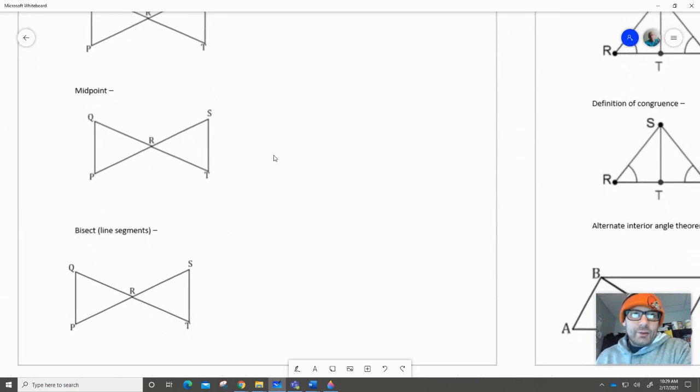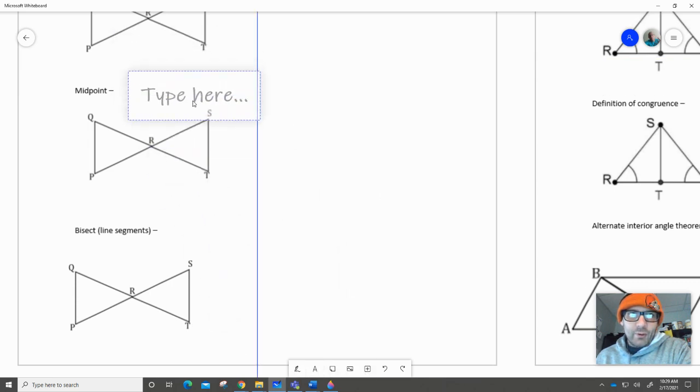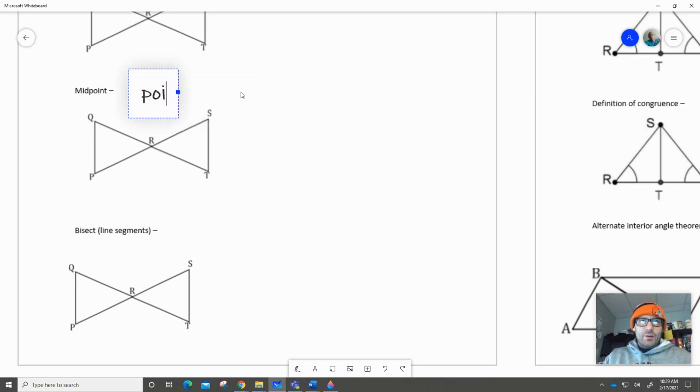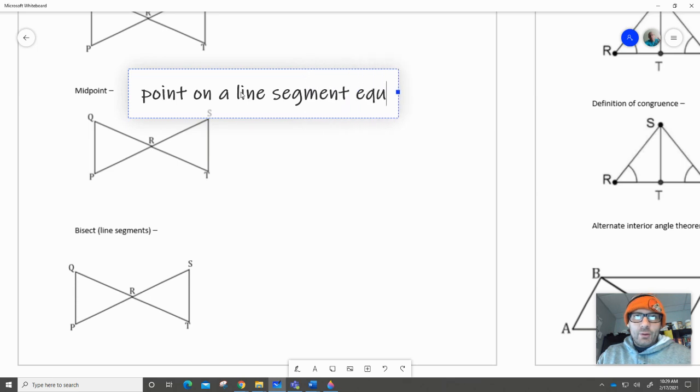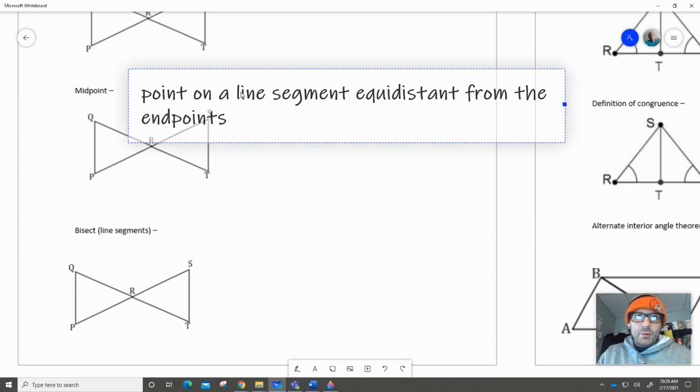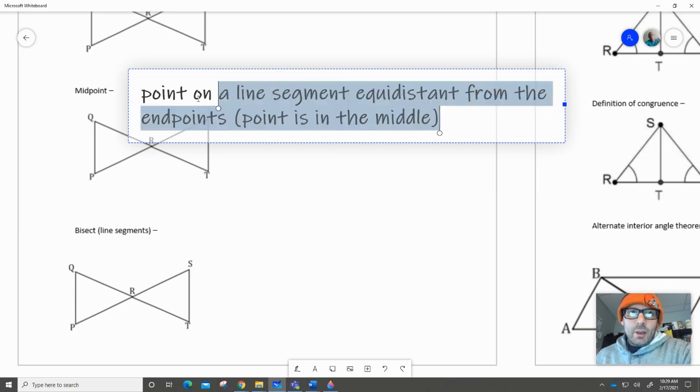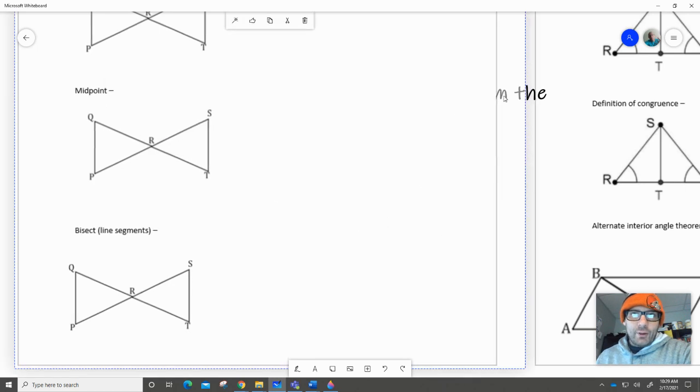Our next thing we have is midpoint. The midpoint is pretty obvious. It's a point in the middle. But a more proper definition would be a point on a line segment equidistant from the endpoints. So the point is in the middle. That would be our definition of midpoint there.